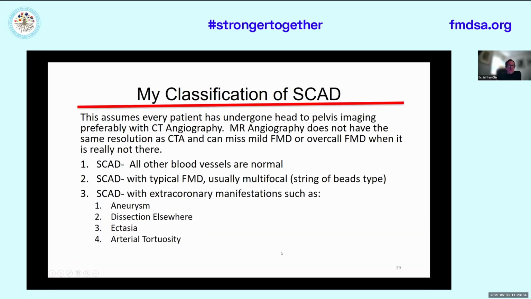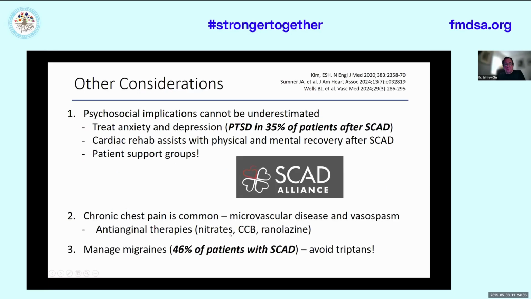So I classify SCAD as this. This assumes they've undergone head-to-pelvis imaging. They either have SCAD and every other blood vessel is normal, or they have SCAD with typical FMD, it's usually multifocal FMD, or they have SCAD with extracoronary manifestations such as aneurysm, dissection elsewhere, ectasia, or arterial tortuosity. As you can see, there's a fair amount of overlap.